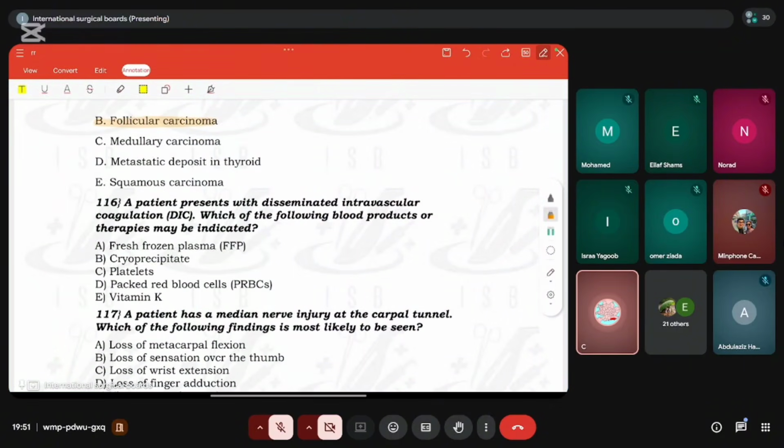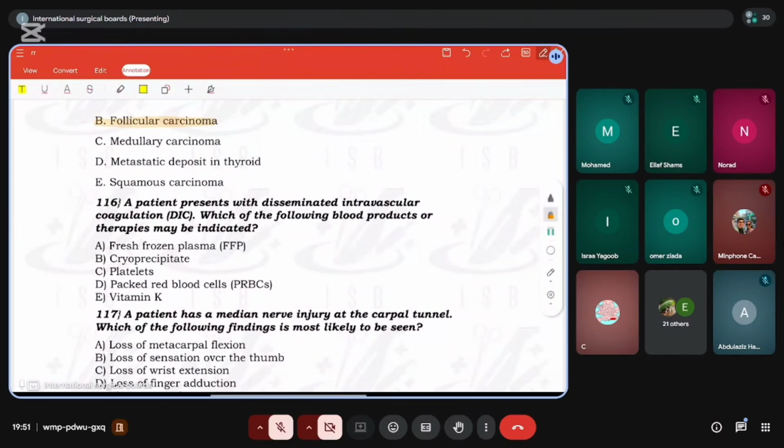That's why I'm a bit confused. I think you need to give fresh frozen plasma and platelets, and that obviously isn't an option. I'm not sure. Yeah, I'll come to that. Thank you for now. I'll come to that.